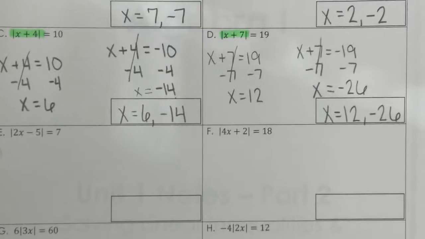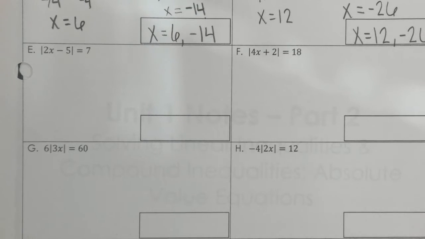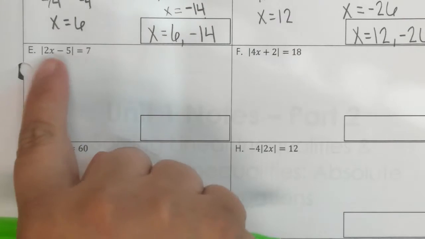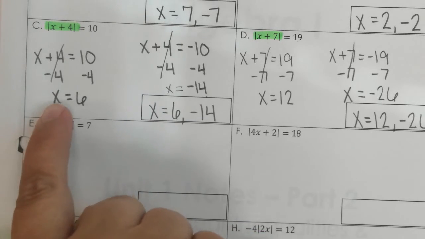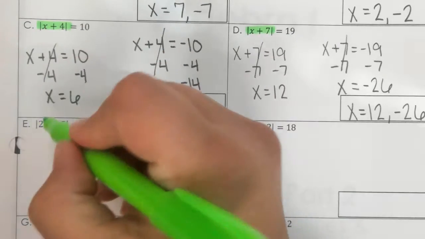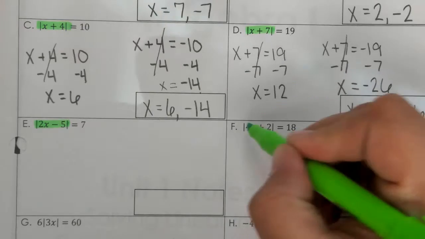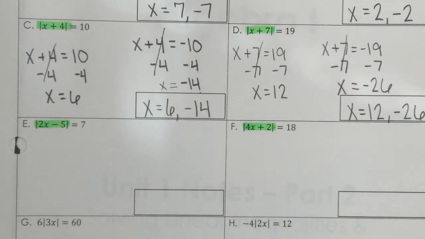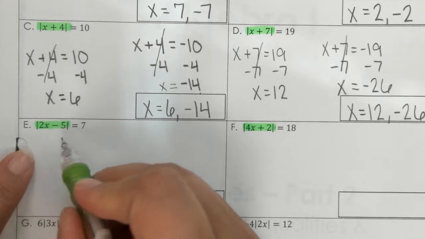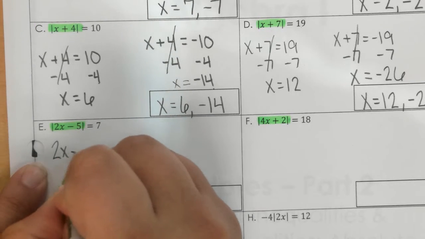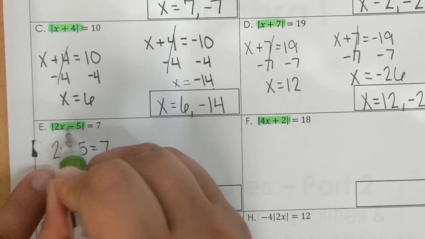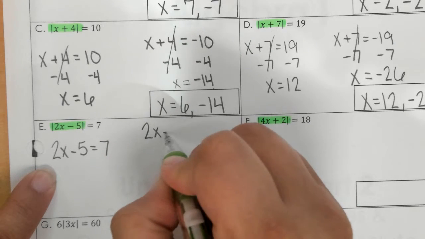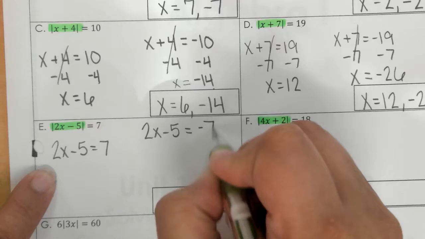Okay. Now, E and F are pretty much the exact same thing. It's just that they're a two-step, because here we had 1 in front of x. We didn't have to divide. But here we have a number greater than 1, so we do have to divide. So I'm going to take 2x minus 5 equals 7, the positive, and then that same thing, 2x minus 5, equals negative 7.